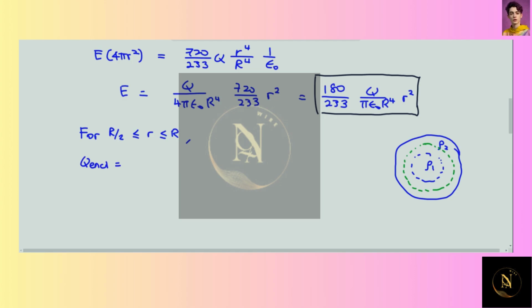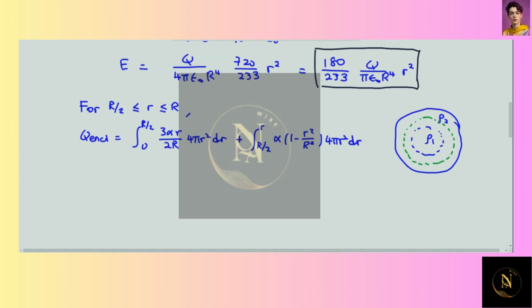So the charge enclosed will be, there are two things that we need to consider. One is the charge in the first region: 3 alpha r divided by 2R times 4 pi r square dr. And then plus the second region, R over 2 to small r, alpha times 1 minus r square divided by R square, and then 4 pi r square dr. So there are two regions that we need to consider.